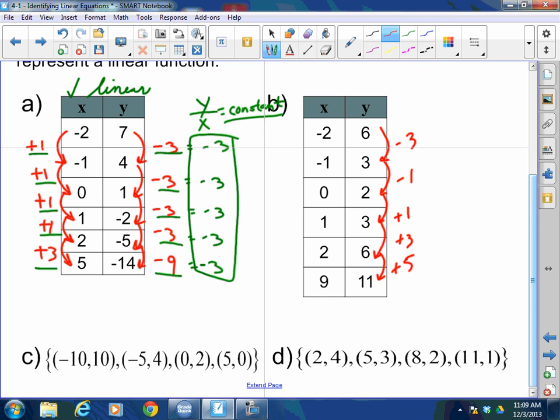How do I get from negative 2 to negative 1? How do I get from negative 1 to 0? How do I get from 0 to 1? How do I get from 1 to 2? How do I get from 2 to 9?